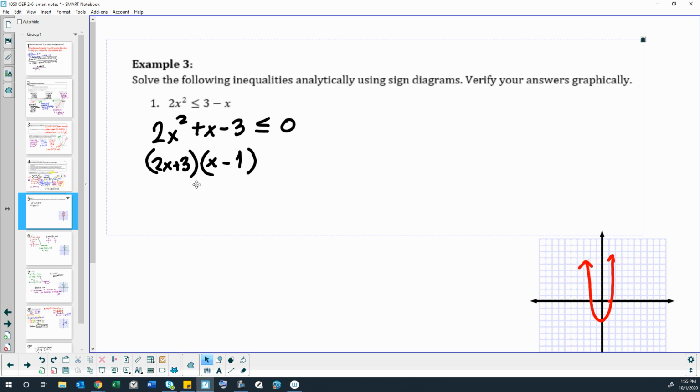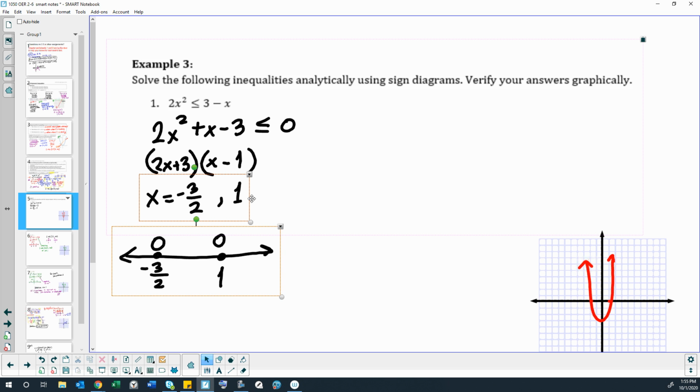If you're not sure how to find those factors that way, I just did these by guess and check, but you could also do it factoring by grouping like we've seen several times in this course already. Okay, now we take those factors, and we set them equal to 0, and we find the zeros, negative 3/2 and positive 1. Let's go ahead and start setting up a number line with those zeros and mark them as zeros with zeros above them.